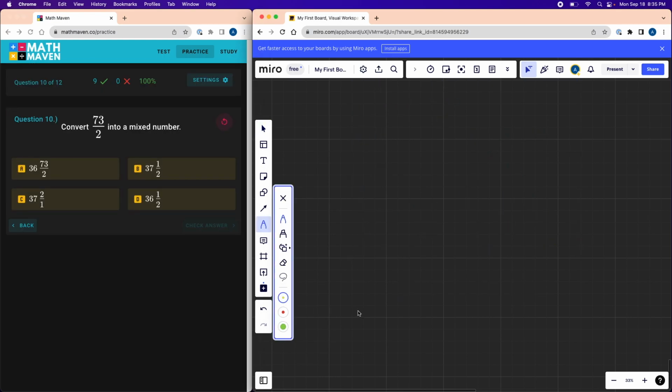All right. Next one, convert 73 halves into a mixed number. All right, so press pause and try this one out on your own.